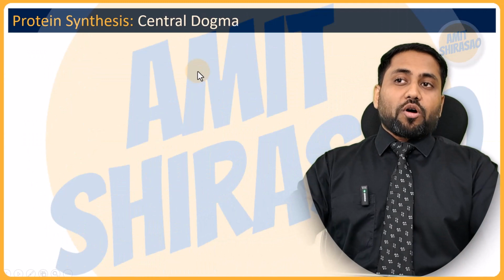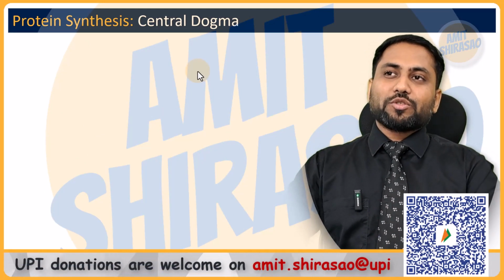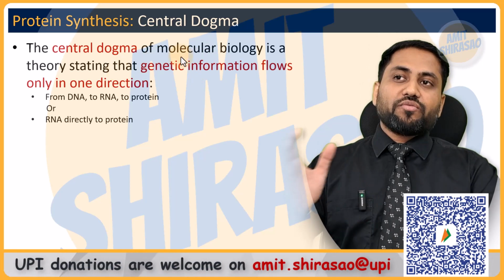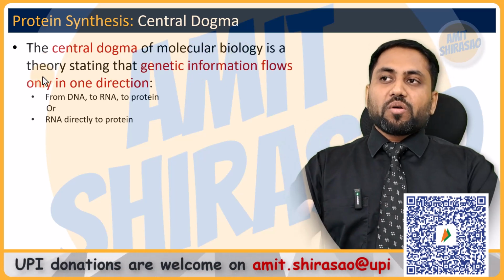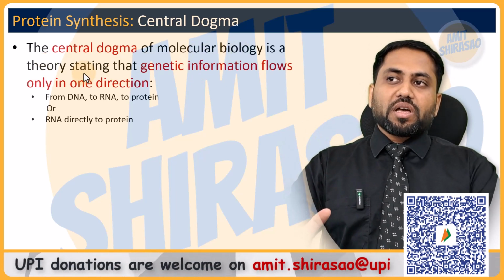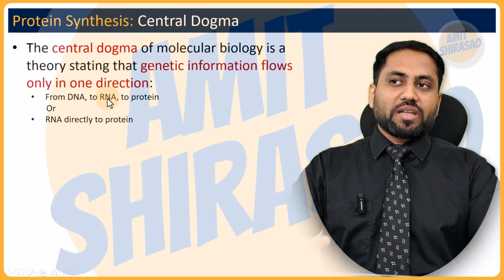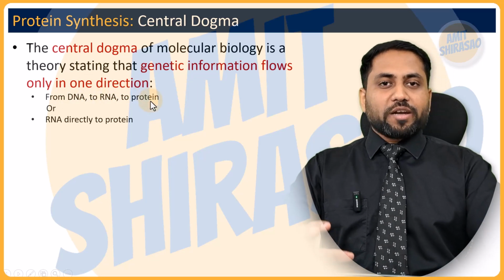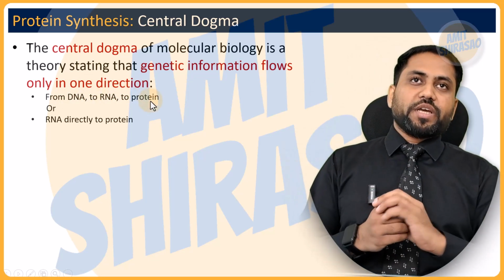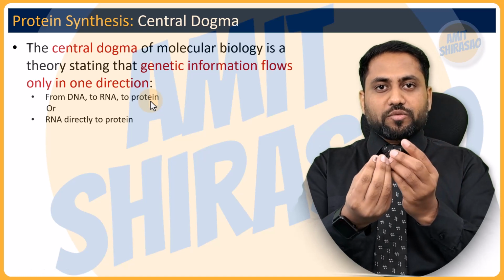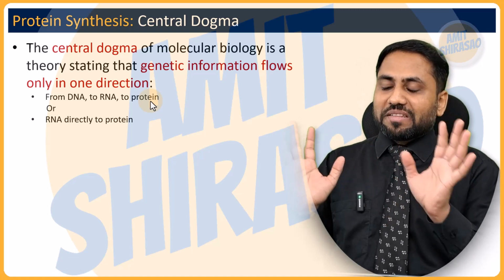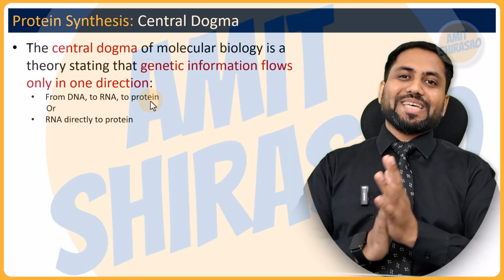Now, what is central dogma? This will definitely not be asked in your exam, but this is for the NEET students. Central dogma of molecular biology is a theory stating that genetic information flows only in one direction. That means from DNA to RNA to protein, and not the other way around. Means based on the protein present in the cell, it won't form the DNA. That won't happen. Thank God, it doesn't happen like that.